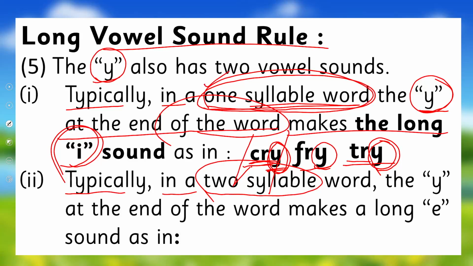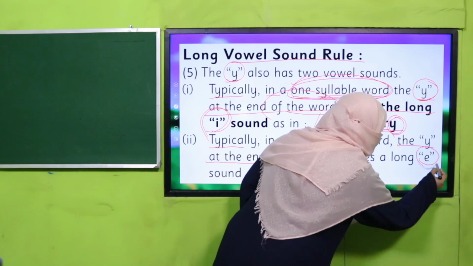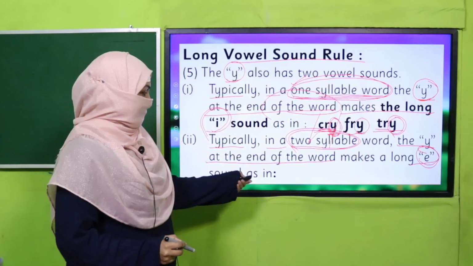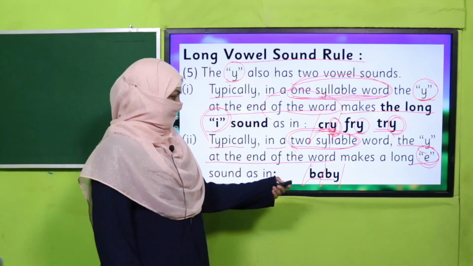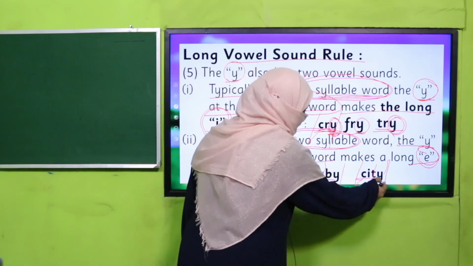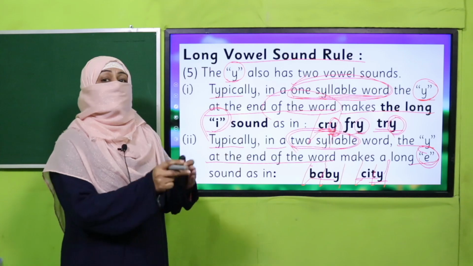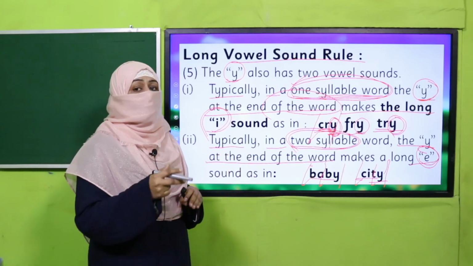And the second rule for Y is typically in two syllable words. Okay, first was for one syllable. Now if the word has two syllables and the Y at the end of the word. Again, when Y is at the end of the word, if it is one syllable, it's long I. And if it is two syllables, what will happen? It will sound like the long E sound. That's why we say baby, baby, right? City, city. You got it? So these are a few rules which we follow while pronouncing these words for long vowel sounds.